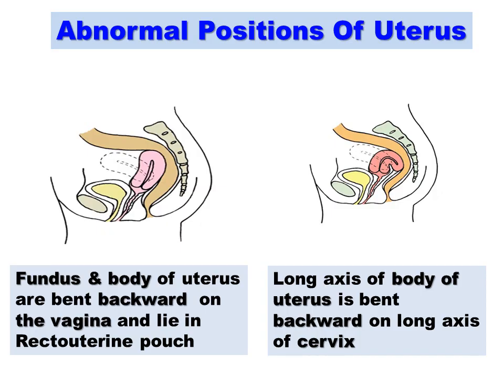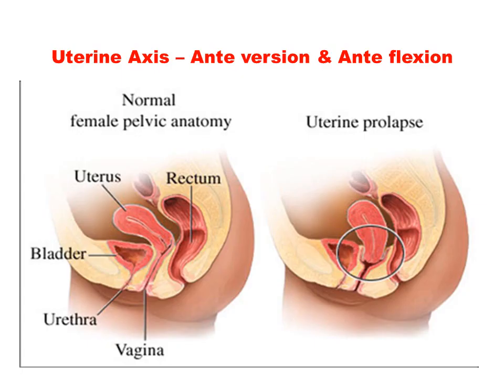Abnormal positions of the uterus are the reverse, that is retroverted uterus. Here the fundus and body of the uterus are bent backwards on the vagina and they lie in the rectouterine pouch. In retroflexed uterus, the long axis of the body of the uterus is bent backward on the long axis of the cervix. These are the abnormal positions of the uterus. So uterine axis normal is anteversion and anteflexion. Abnormal uterine axis can lead to uterine prolapse.